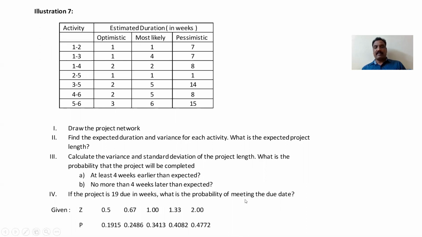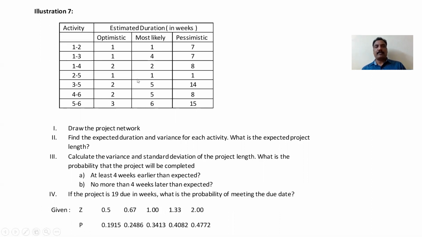Some Z values are given. You will be given the Z values. Normal distribution values are given here. If the project is due in 19 weeks, what is the probability of meeting the due date? So 0.5 is this much p-value, 0.67, the different normal distribution values are given here. So now, first we should draw the network diagram.